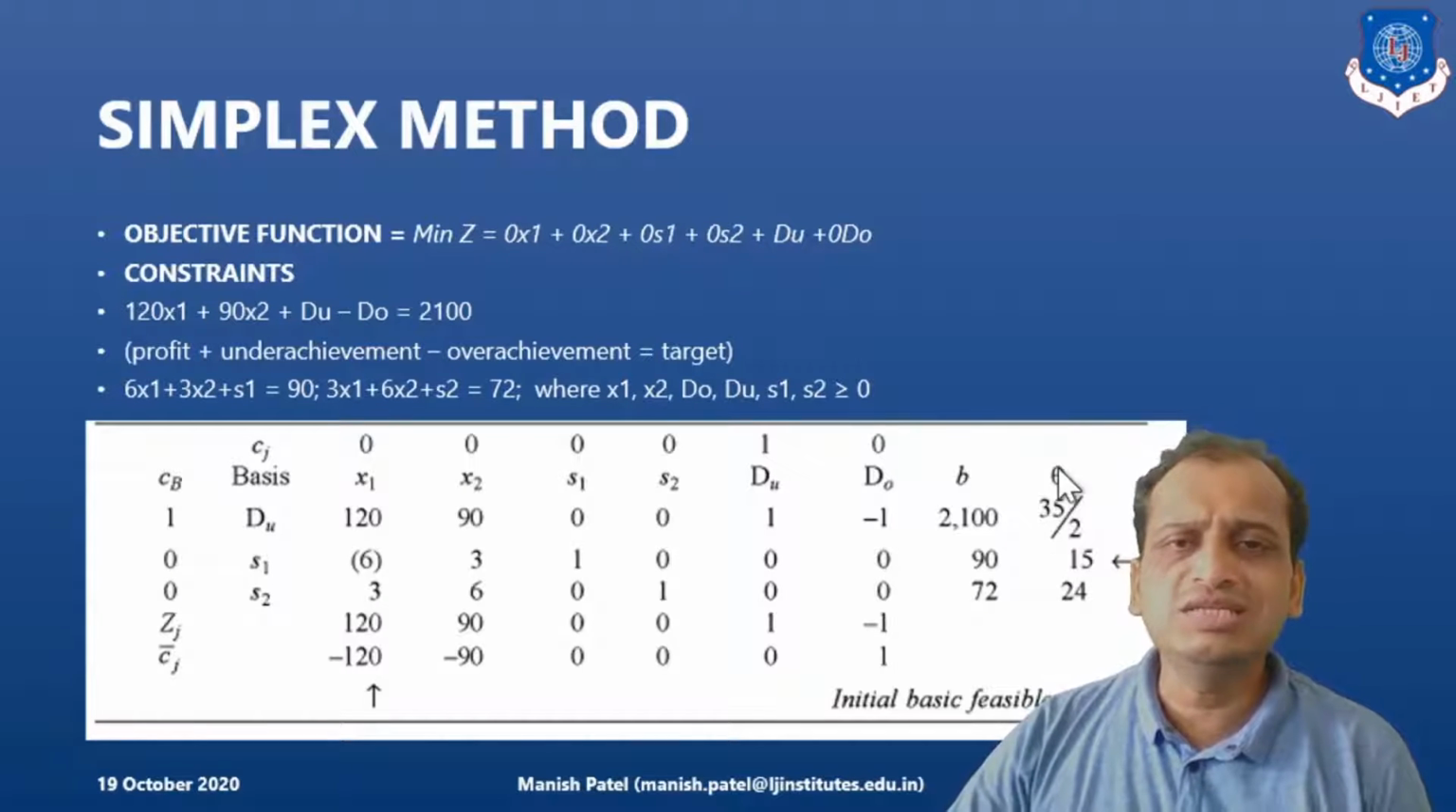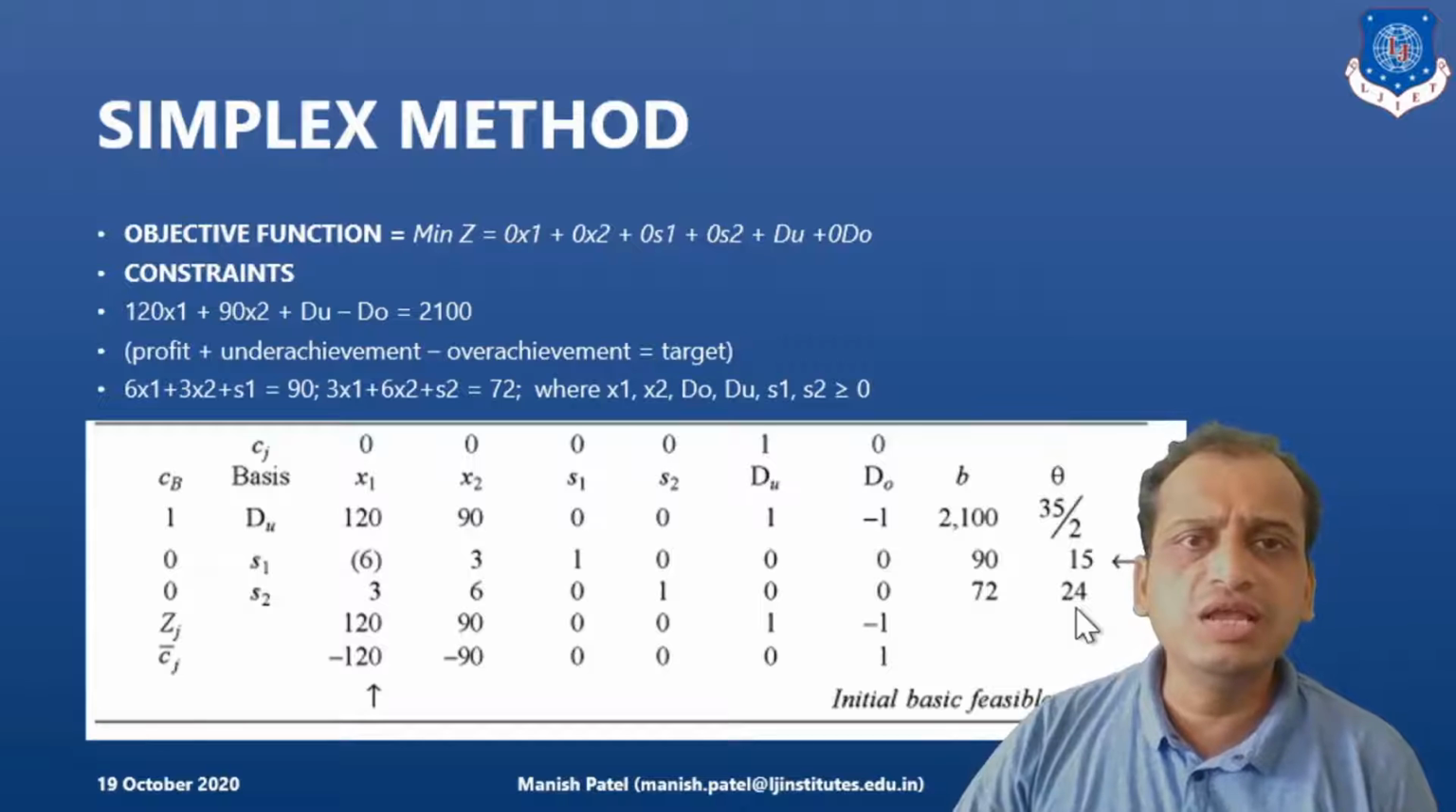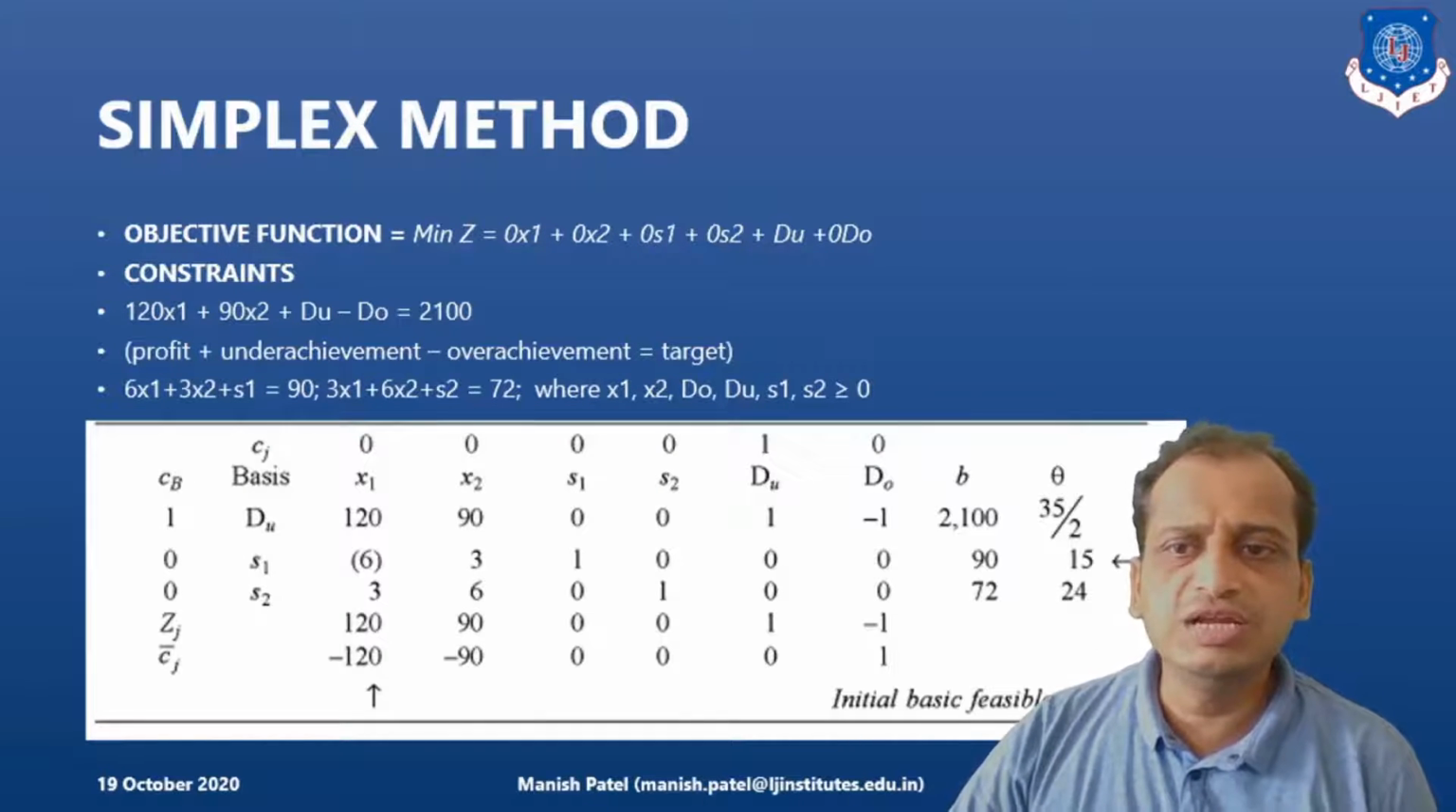So out of all these theta values, we will look into the least positive value for the key row, or you can say pivot row. So 15 is the least positive value. So this is our pivot row. And the intersection of the pivot row and pivot column is the pivot element.